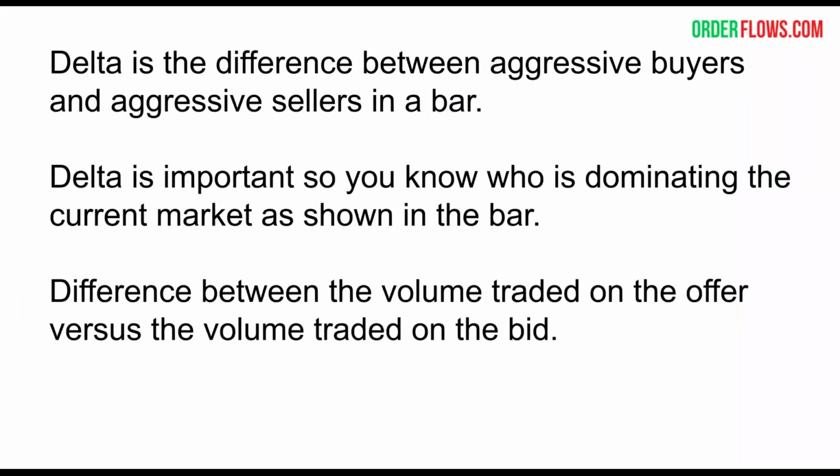So just really quick, what is delta? It's the difference between aggressive buyers and aggressive sellers in a bar. Now, delta is important so you know who's dominating the current market as shown in the bar, right? Think of it this way, right? Anytime someone buys at the market, that's delta +1. If someone sells at the market, that's delta -1, right? Negative delta. So when you take the difference between the volume traded on the offer versus the volume traded on the bid, you have the delta.